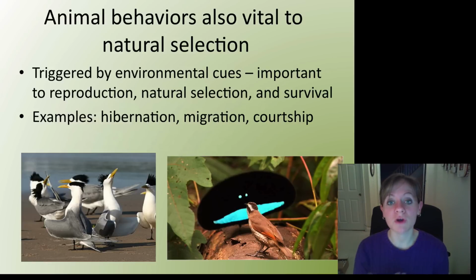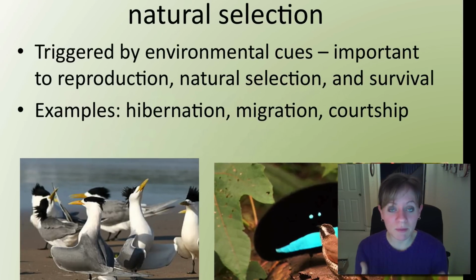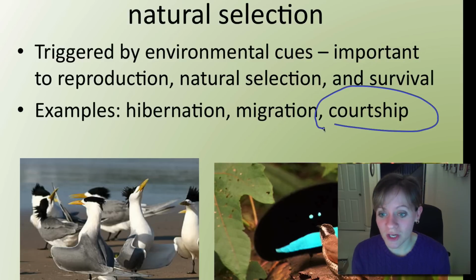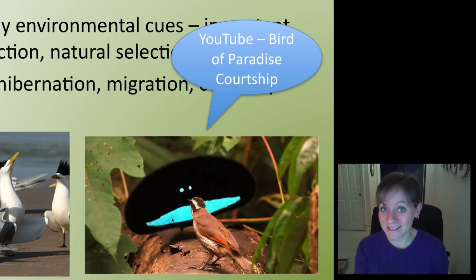Now, animal behaviors are also vital to natural selection, and these are also triggered by environmental cues. So remember, being very responsive to the environment. These are important to reproduction, natural selection, survival. Common examples that you probably already know about: hibernation in the winter, migration during different seasons, and courtship. And if you just YouTube bird of paradise courtship, this is a bird of paradise. It's just a fascinating video of this courtship dance.